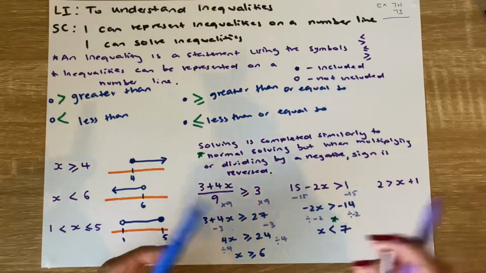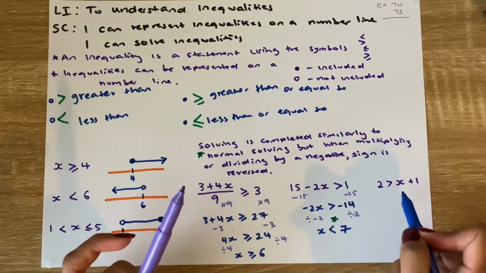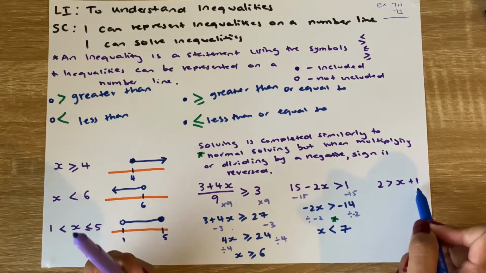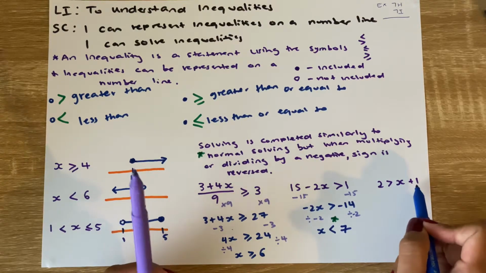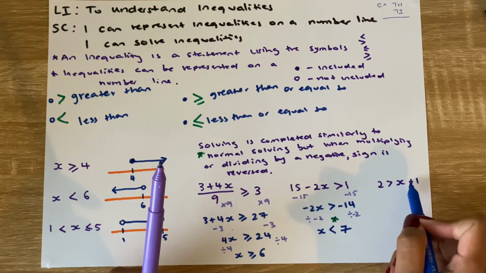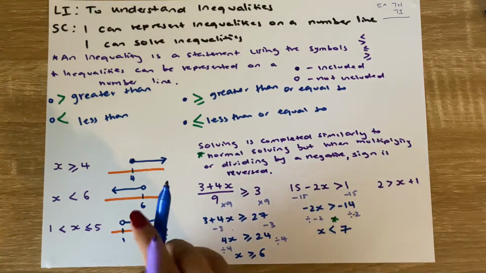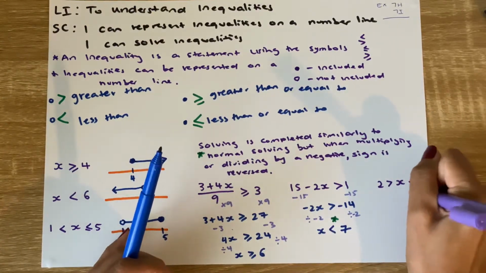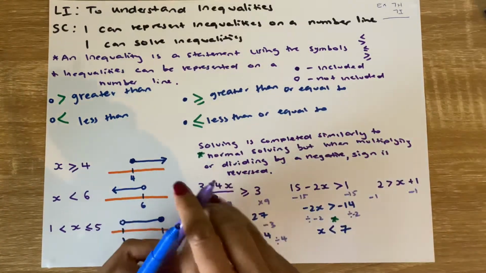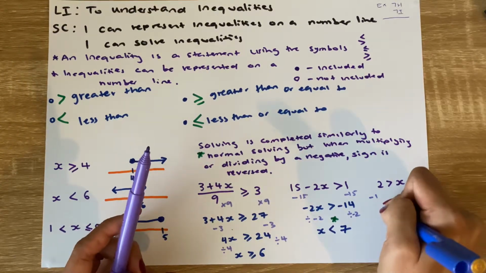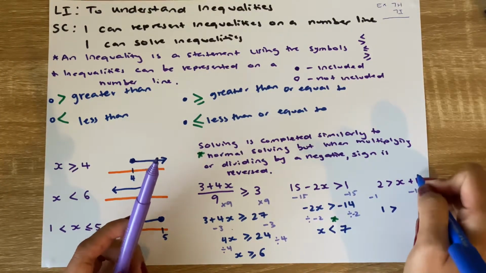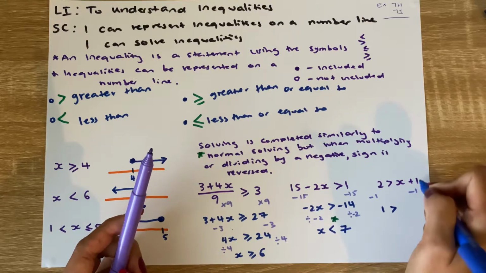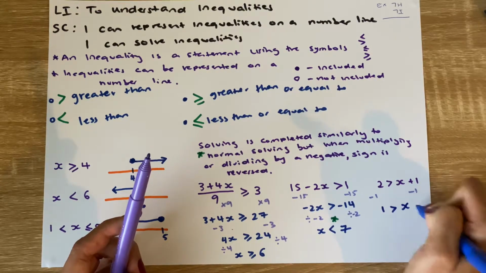All right, and lucky last question here. I've got 2 is greater than x plus 1. Remember, I want to get x on its own. So I'm going to now get rid of this plus 1. To get rid of that, I need to subtract 1 from both sides. So subtract 1, subtract 1. 2 minus 1 is 1. 1 is greater than, 1 minus 1 is 0, so that's going to cancel. 1 is greater than x.